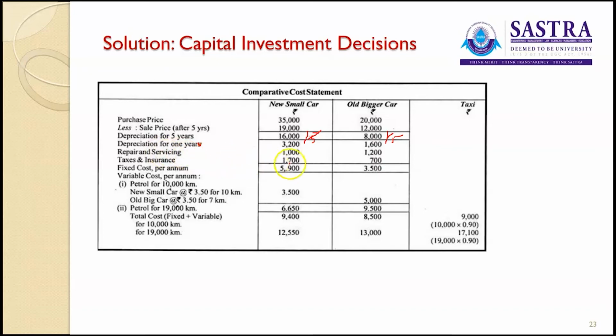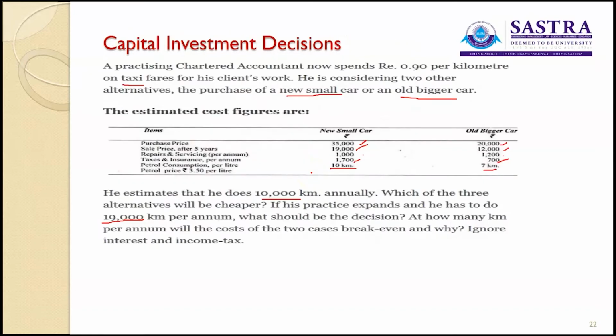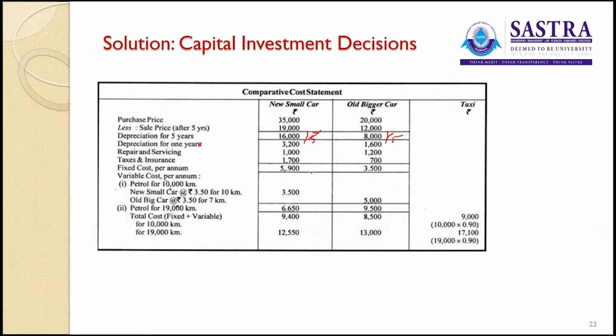Then repairs and servicing, given in the problem as 1,000 and 1,200. Then taxes and insurance, 1,700 and 700. Now this is the total fixed cost for 1 year. That is 3,200, 1,000, 1,700, we get 5,900. Then 1,600, 1,200 and 700 we get 3,500.